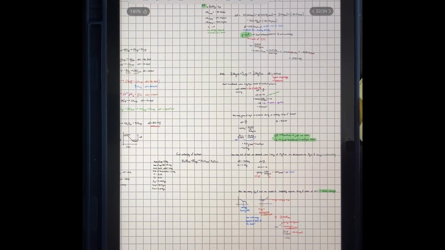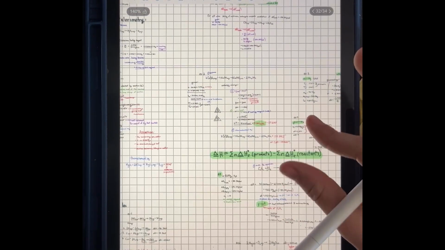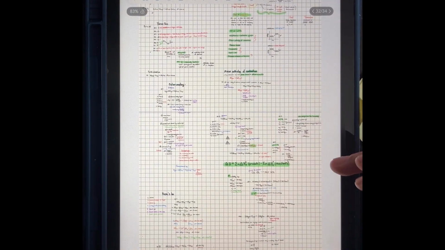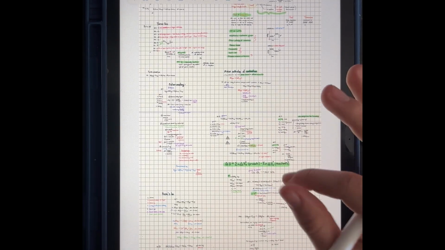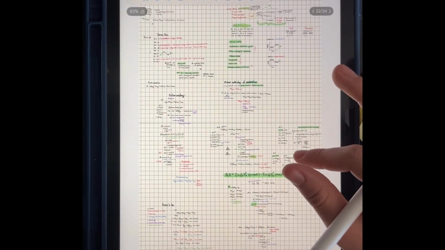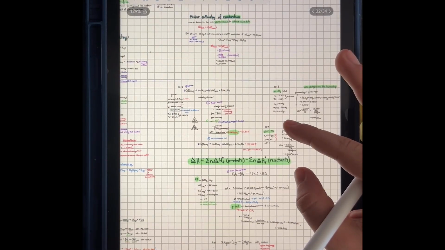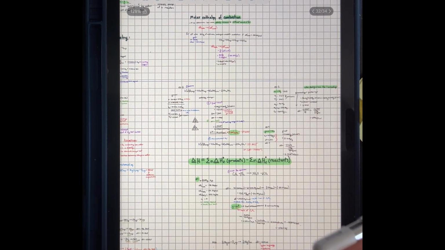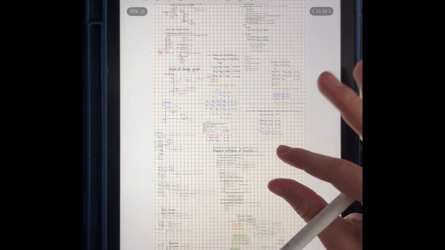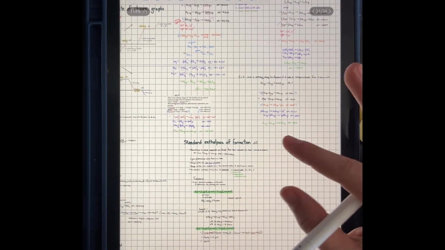So I think the next part, let's do some Hess's law and then standard enthalpy of formation as well, which I believe is this. I enjoy Hess's law. I don't really enjoy this one, this standard enthalpy of formation, but we're going to have to do it anyways.